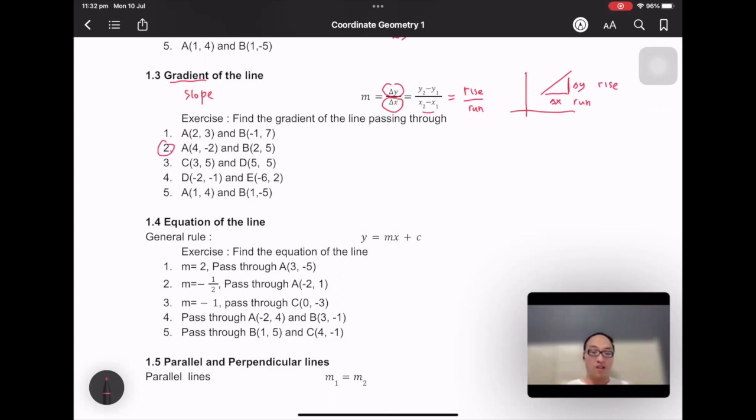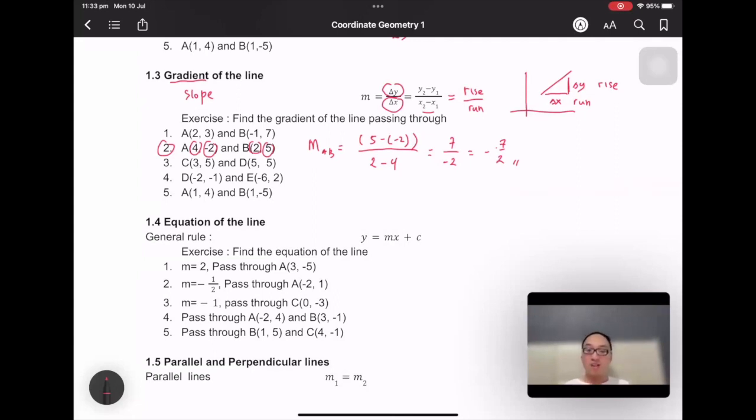Find the gradient of A and B. So the gradient, the symbol is m. m_AB is delta y over delta x. Delta y is negative 2 and 5, so I will do 5 minus negative 2, over delta x. Delta x is 2 and 4, so 2 minus 4, equals 7 over negative 2. So it equals negative 7 over 2. So this is the gradient of the line.